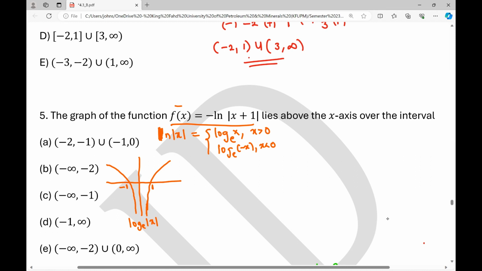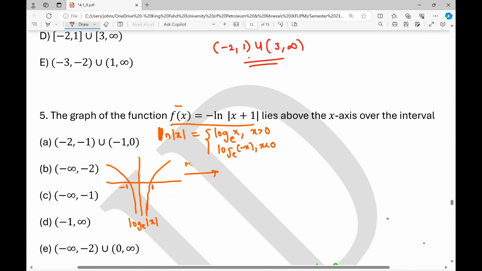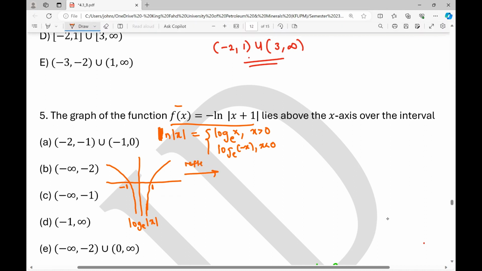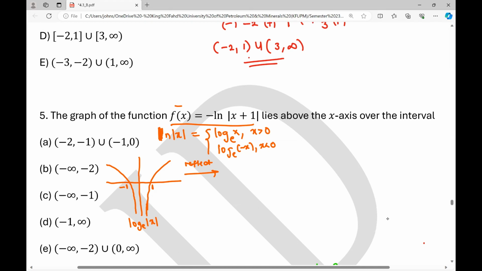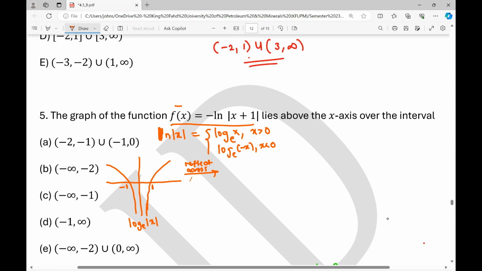And now what we can do is that we can reflect it across the what? So let's reflect across the x-axis, right?